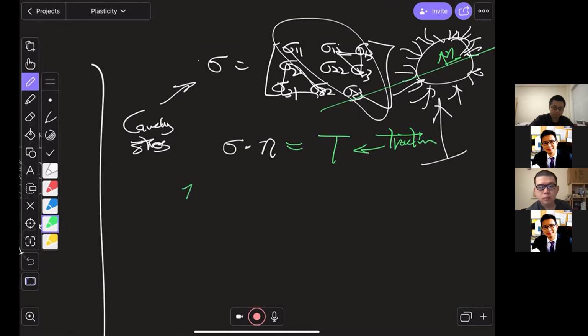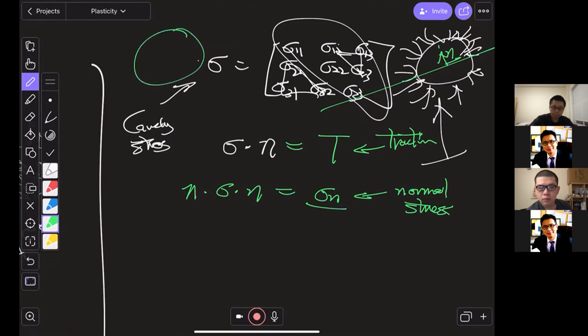Now, if I also multiply by n dot n, what I have is the normal stress. This is a scalar. Normal stress is not a stress matrix, but a measure of how much normal force the material is giving me. So I have a stress here. Now I cut an interface, and I have a force vector, a traction. That traction doesn't need to be normal to it, but I can always decompose it into the normal and the tangential direction. So this is a scalar.